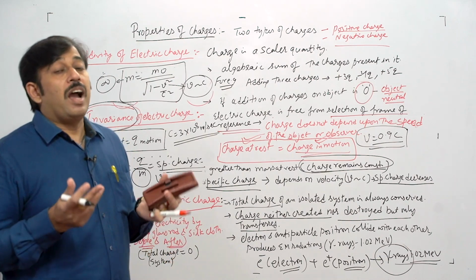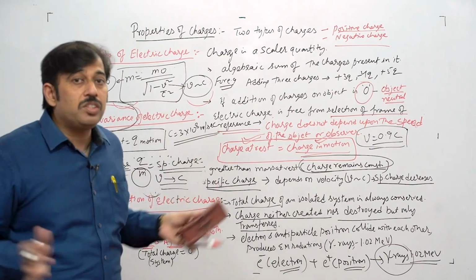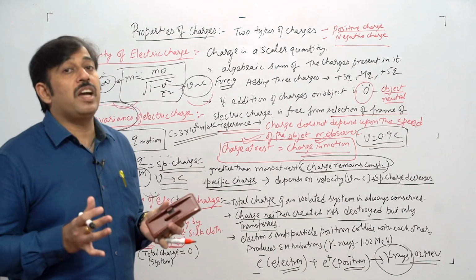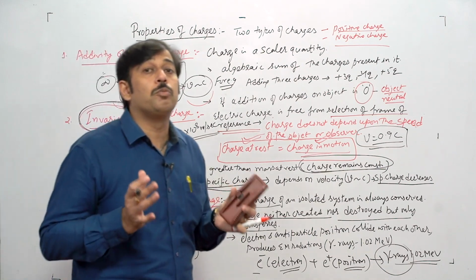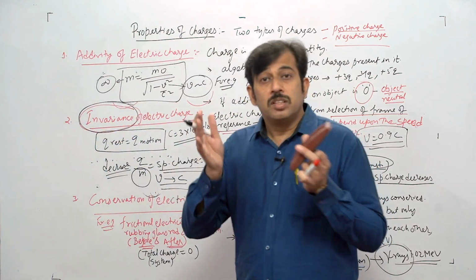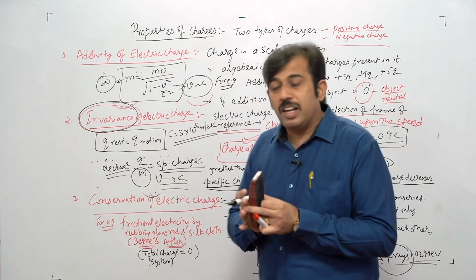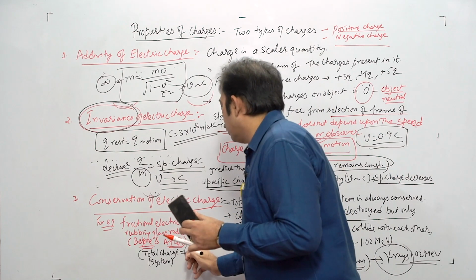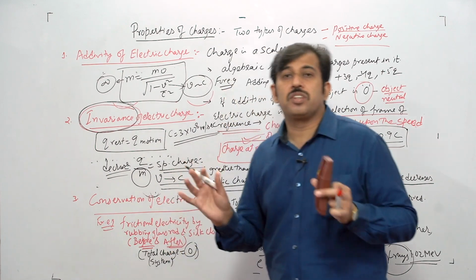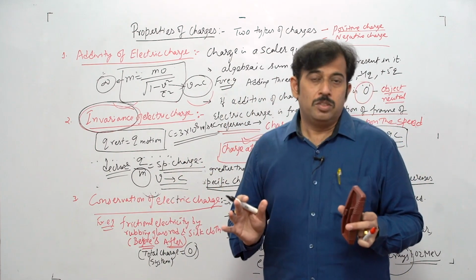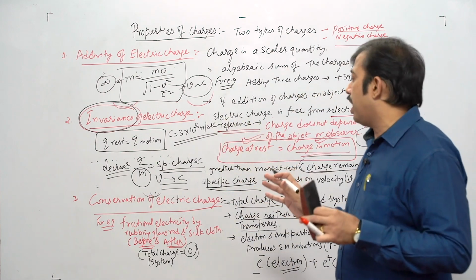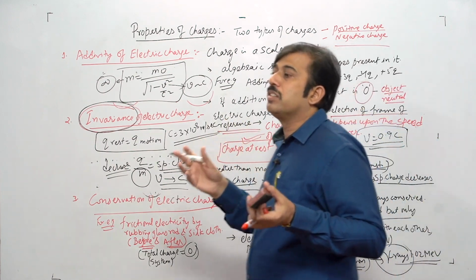That means as a whole, the total charge of the system, what should it be? It should be zero, because the plus charge of the glass rod and the minus charge of the silk cloth will add together and give you a total of zero. That means the total charge of the system is zero. So this is also a very interesting case to understand how we can understand the conservation of electric charge.